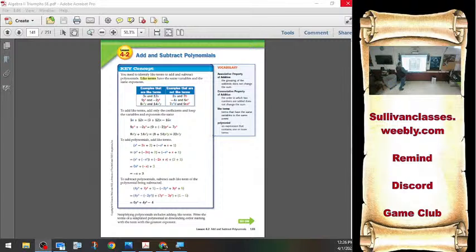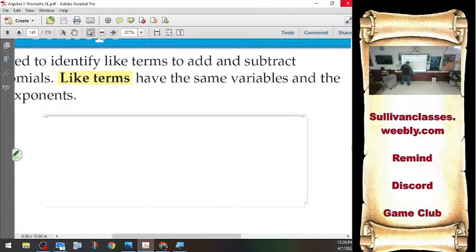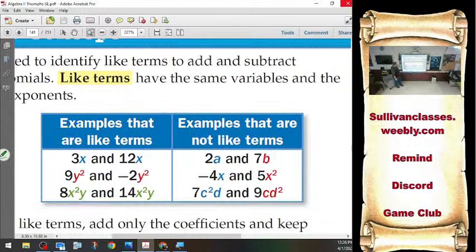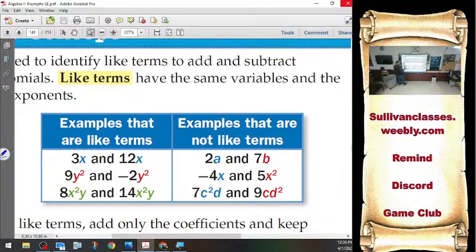To be a like term, it has to follow some rules. Those rules are, well, they say the same variables and the same exponents. I want to add to that. The rules for being like terms, maybe you put this down in that bottom right corner where we usually have some blank space. To be a like term, it has to fit 3 rules.